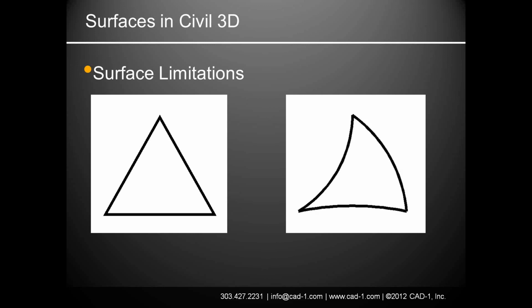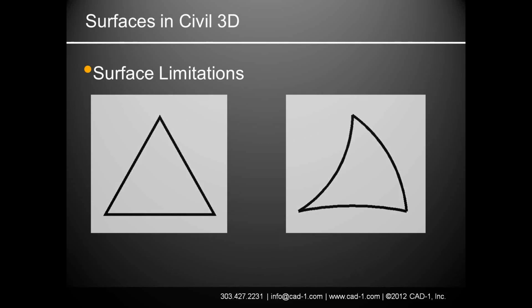This is not a triangle. What's the difference? Well, a triangle has 3 straight lines. The figure over there on the right has arcs. Triangles can't have arcs. So if we have curved data that we need to add to a surface, we have to approximate those curves with straight line segments because it's a bunch of triangles in my surface. So that's one of the big limitations of surfaces.